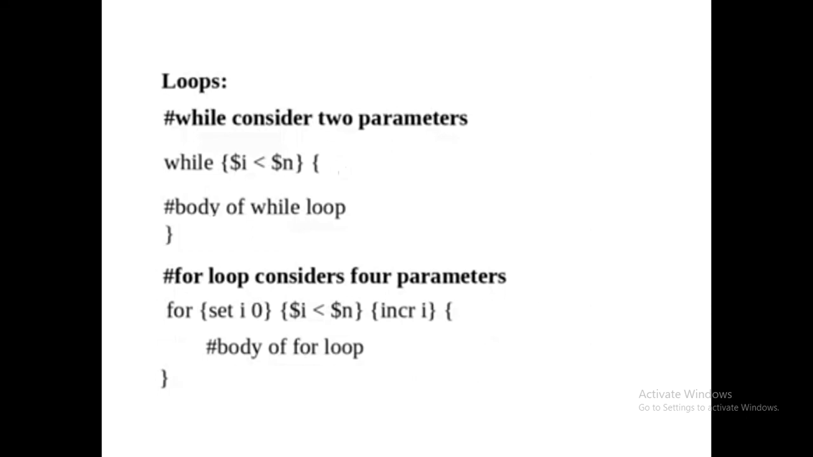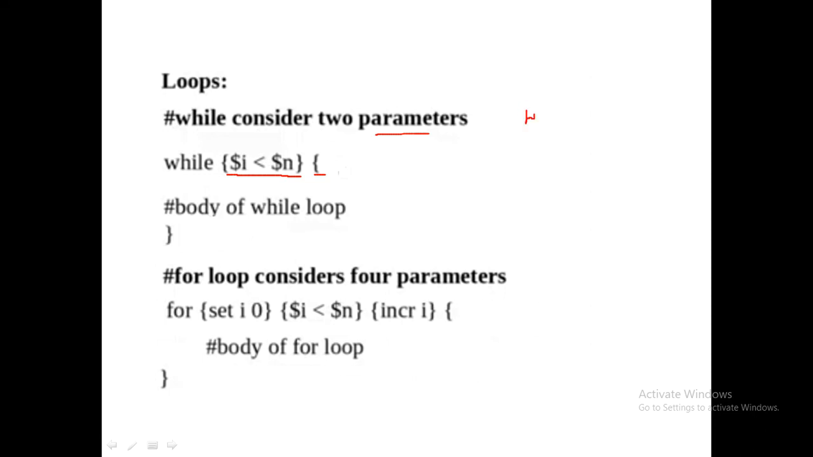The while command contains two parameters. The command is while, space, and the first parameter is the condition. How do we give it? Open bracket, $I, the content of I, which you might have set to some value like 1, if it is less than $n, space, open flower bracket. This bracket should be in the same line; don't give it on the next line.